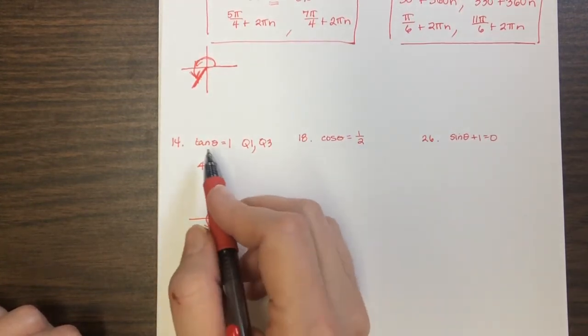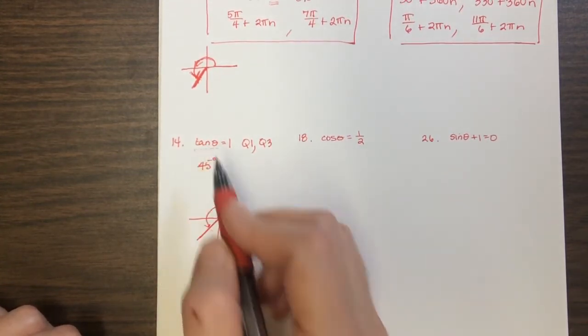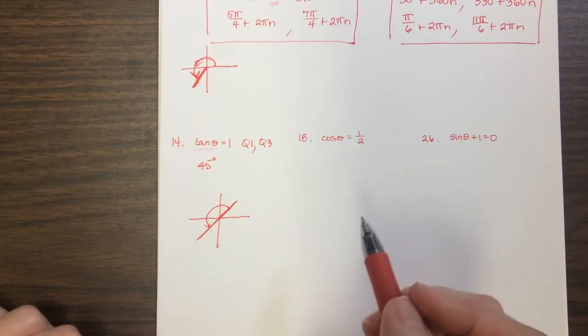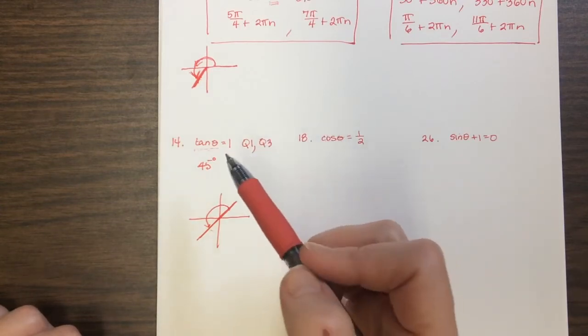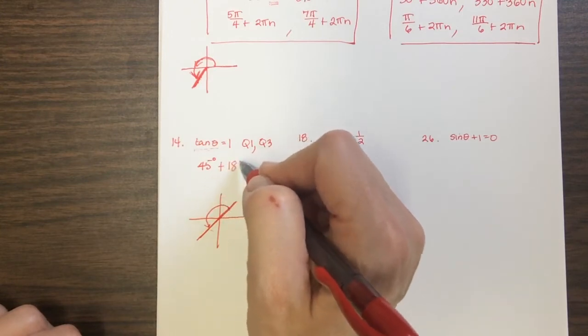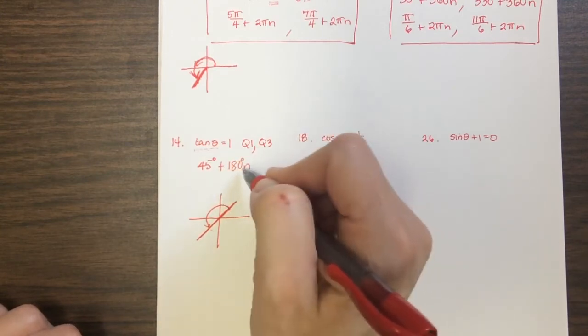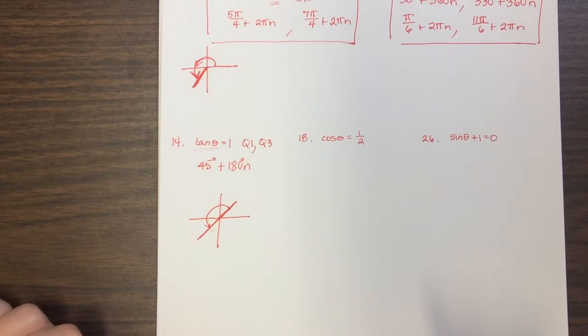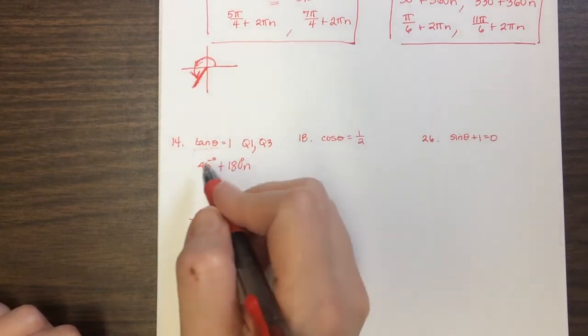The other way to think about it is, you know the period for tangent. The period for sine and cosine is 360 degrees. The period for tangent is 180 degrees. So if I add 180 degrees times my integer, that's going to give me all my solutions. Okay.